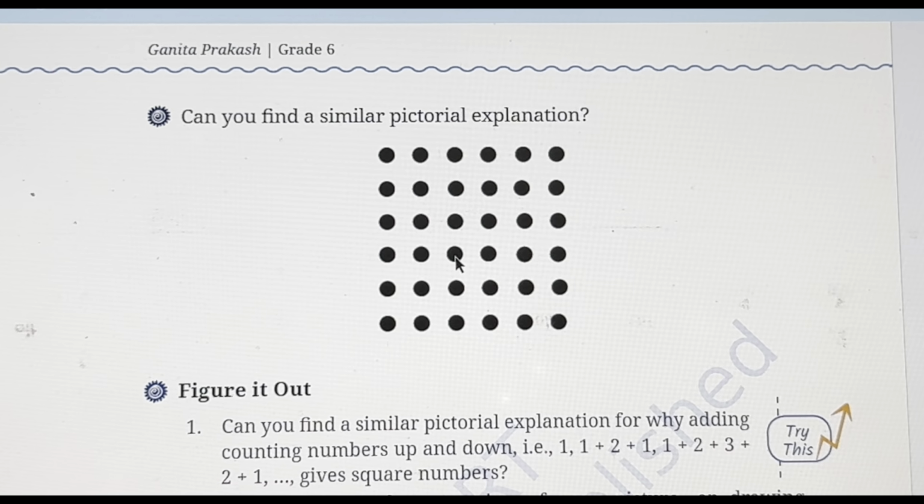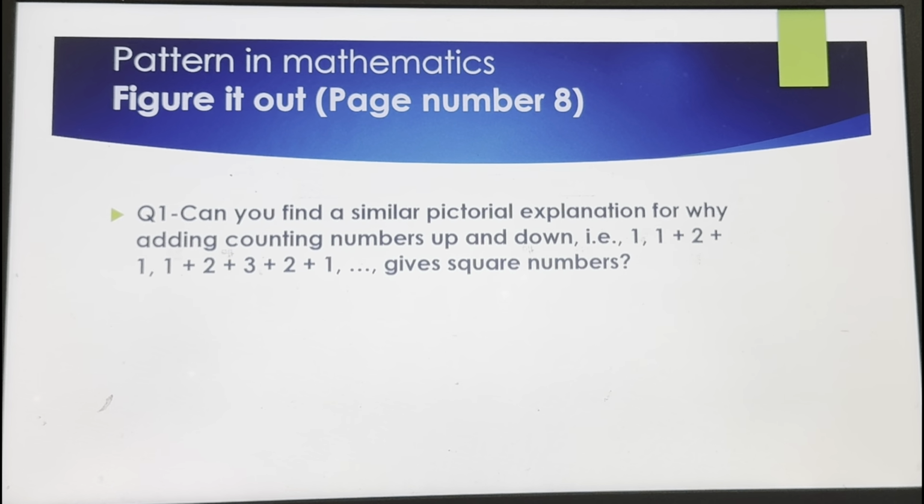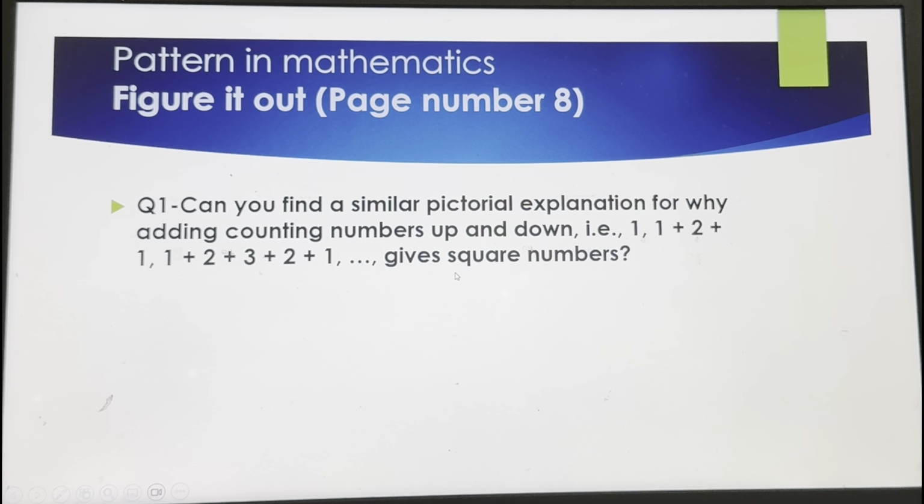So in your textbook, you can draw slanting lines. Then you will understand the second pattern, the relationship between the counting numbers, adding up and down, and you get the square numbers, right? Now let us solve the figure it out questions given on page number 8 and 9. Question number 1: can you find a similar pictorial explanation for why adding counting numbers up and down, that is 1, 1 plus 2 plus 1, 1 plus 2 plus 3 plus 2 plus 1, gives you a square number?